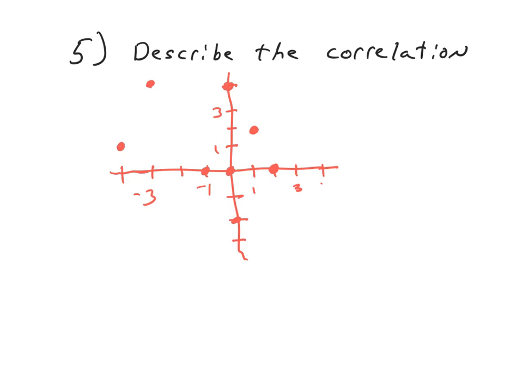Number 5, it says describe the correlation. So for the correlation, if there is a correlation, all the points need to be kind of grouped together so you can see a pattern. Number 5, the points are all over the place. So this one, there's going to be no correlation.